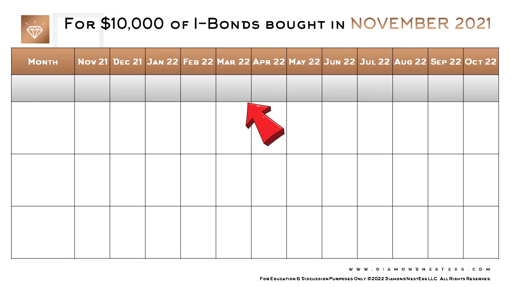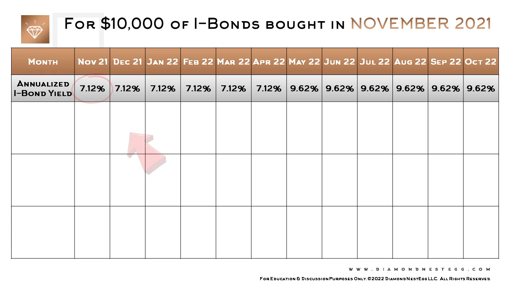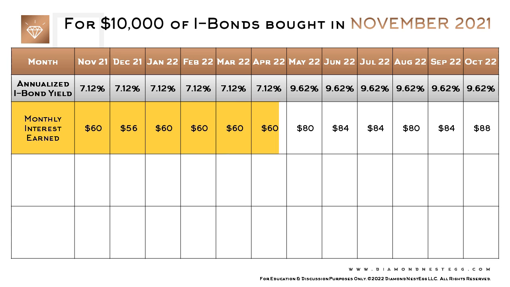This row here shows you the month and year, with November 2021 being month 1, the month you purchased your I-Bonds in. This row shows you the annualized I-Bond yield for that month. See how it changes every 6 months. Here's your monthly interest earned on your $10,000 of I-Bonds. And I'll show you the math formula behind this later in the video.